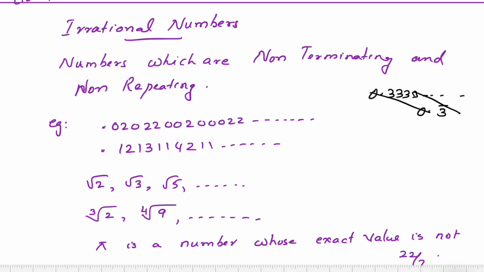Similarly, you have all the roots: root 2, root 3, root 5. Root 4 is not an irrational number because root 4 is equal to 2. So root 2, root 3, root 5, root 6, etc. are also irrational numbers. Then cube root of 2, fourth root of 9 and so on.